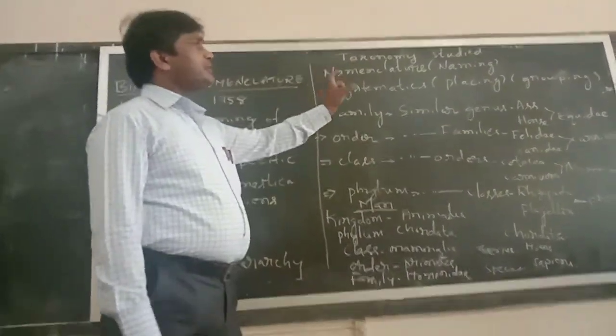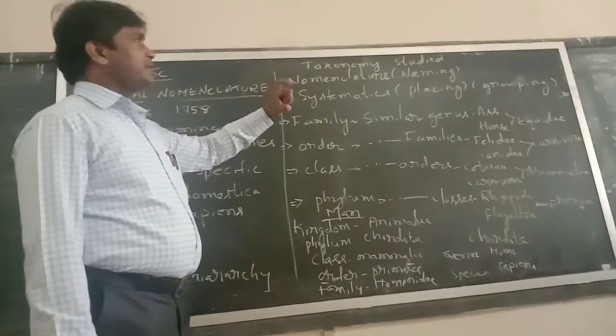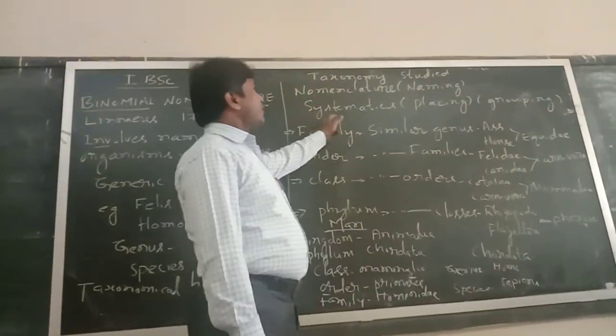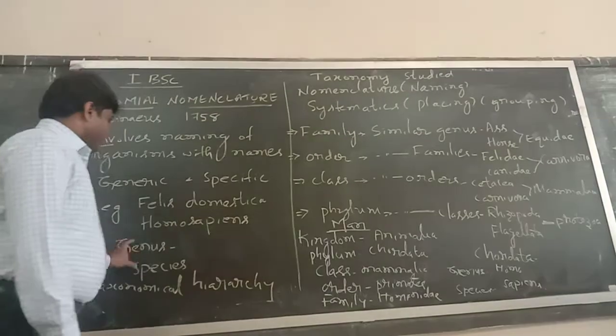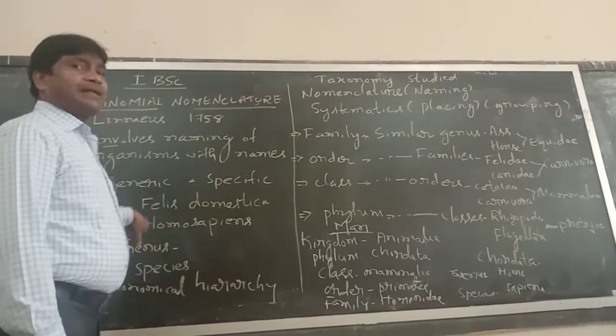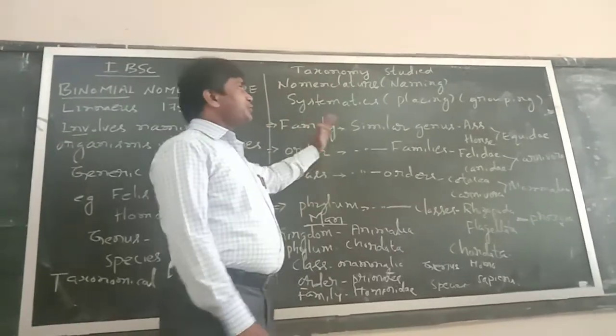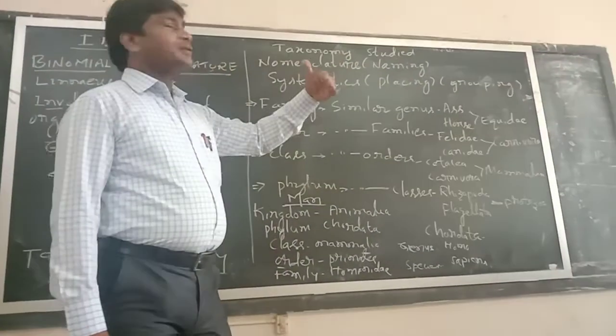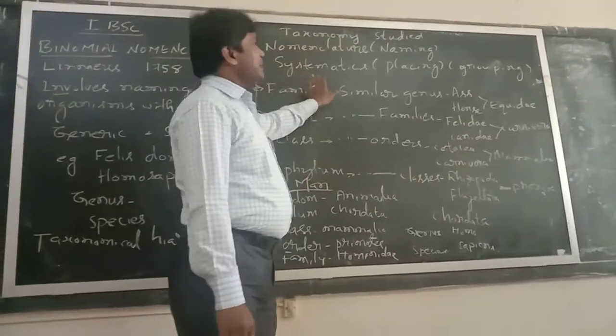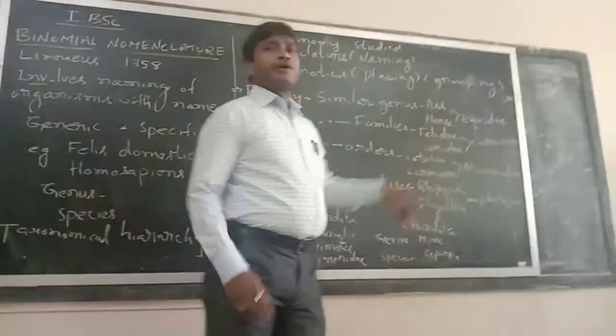And placing of organisms in a particular group level is called systematics. So genus and species come under naming. After naming of organisms with two names, they are put into particular groups. That is called systematics, or placing or grouping of organisms.